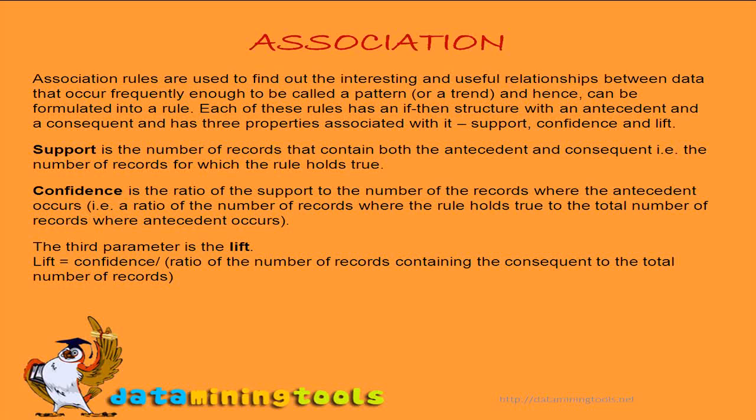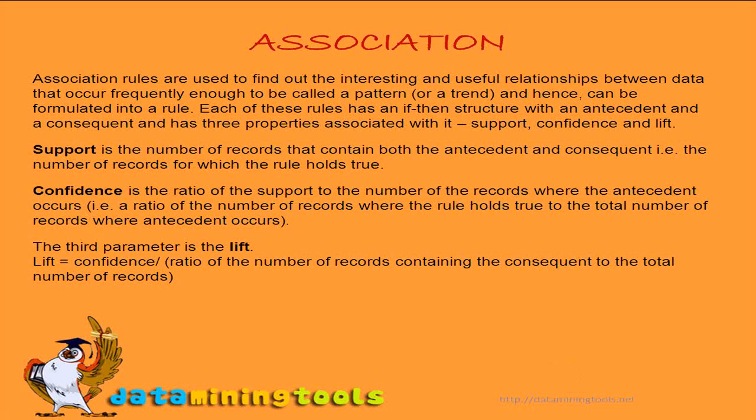Support is the number of records that contain both the antecedent and the consequent, that is, the number of records for which the rule holds true. Confidence is the ratio of the support to the number of records where the antecedent occurs, that is, the ratio of the number of records where the rule holds true to the total number of records where the antecedent occurs. And the third parameter is lift, where lift equals confidence divided by the ratio of the number of records containing the consequent to the total number of records.